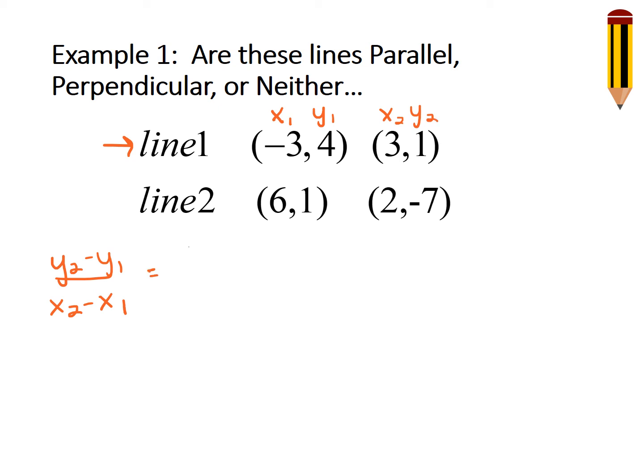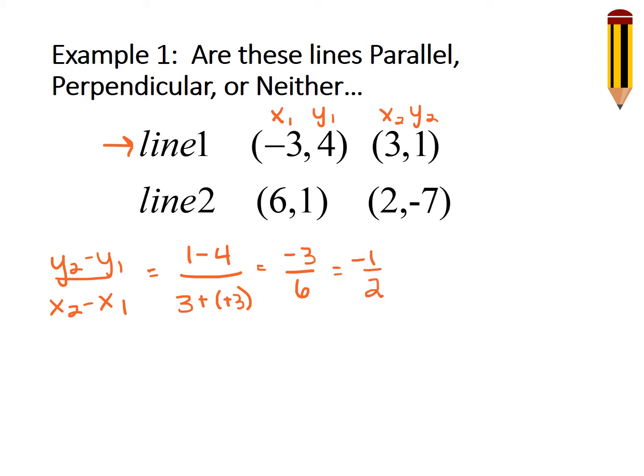from there. So y2 is going to be 1, minus y1, which is 4, over x2, which is 3, minus x1, which is -3. So now it's important that I'm putting that -3 there in parentheses, because if I subtract a negative, then these are going to end up turning into positives. So I'm going to get negative 3 over 6, which then simplifies to negative 1 over 2.